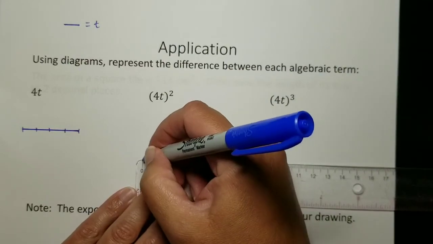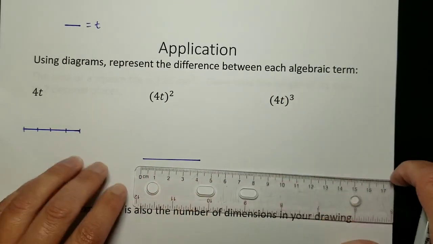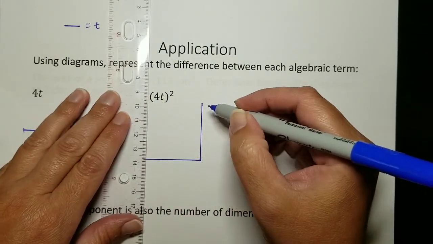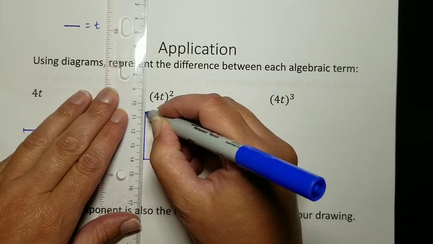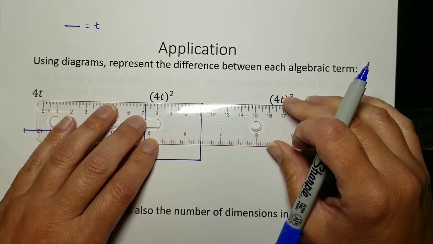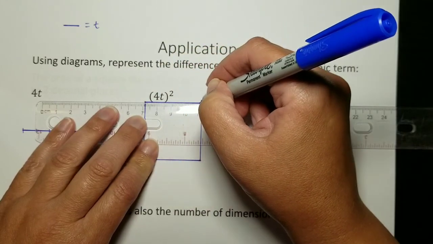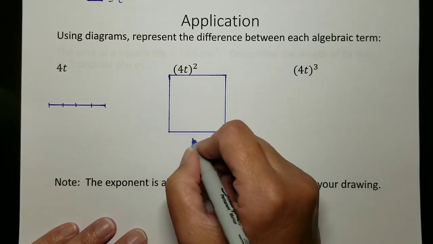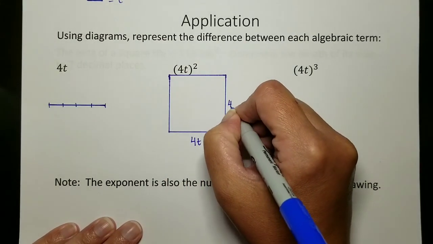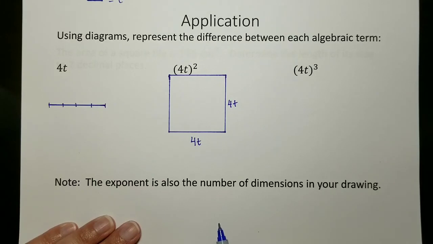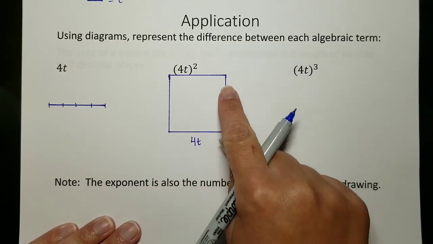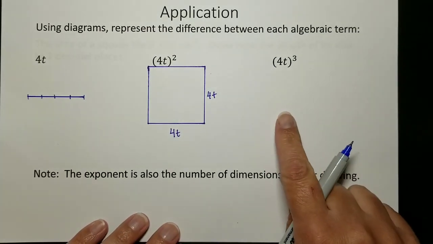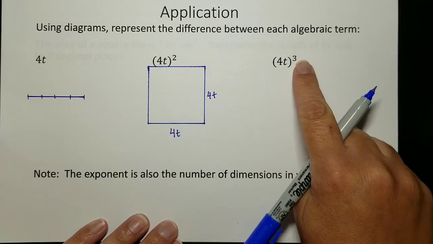So here we would have to draw a square that each side of the square had a measurement of 4t. So this is a square with sides of 4t. The last one is going to be even a little bit harder to draw because now we're doing 4t cubed.